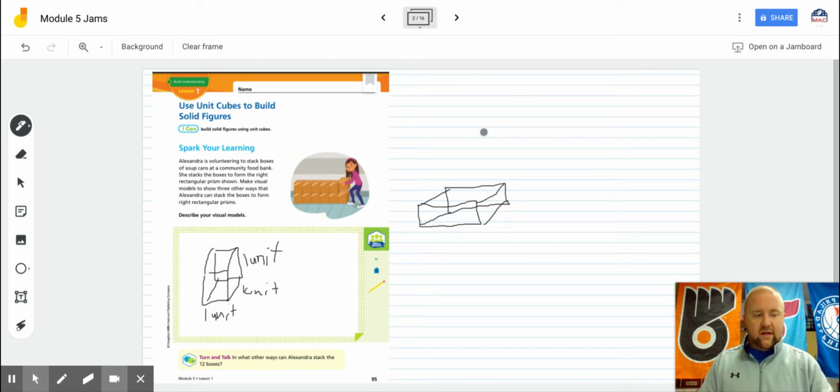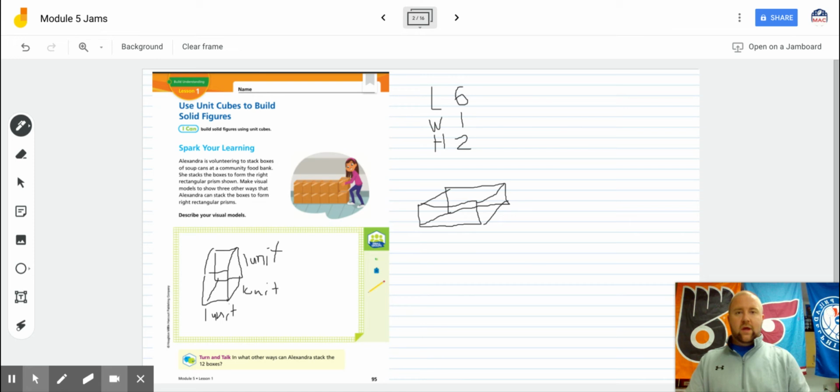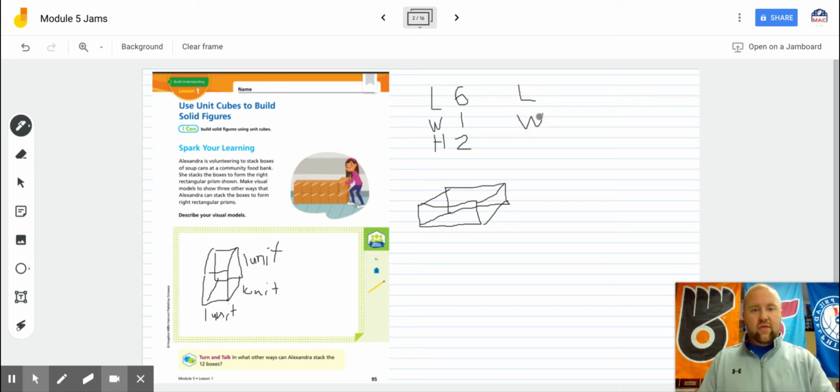Well, what we want to figure out is how we could use 12 total boxes to make a different shape rectangular prism. If I'm looking at the length, the width, and the height of the stack she created, I'm looking at how long this is, which looks like 6 boxes long, 1 box wide, because there's not more than 1 row, and 2 boxes high, okay? That is one way we could say there are 12 total boxes with that length, width, and height. We're looking for another way to have a different length, a different width, and a different height.